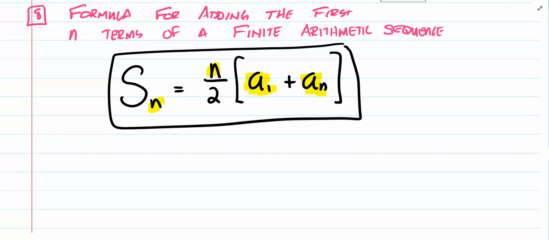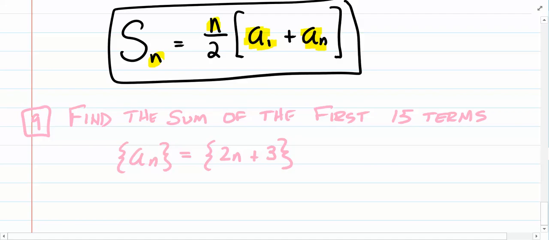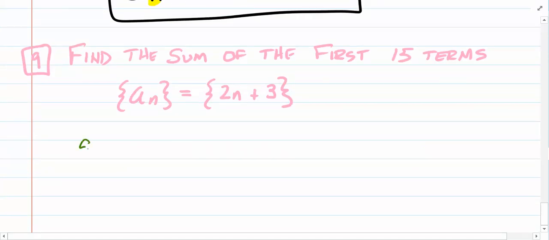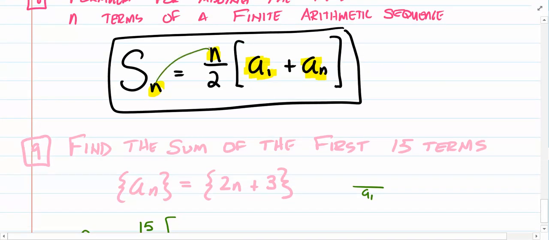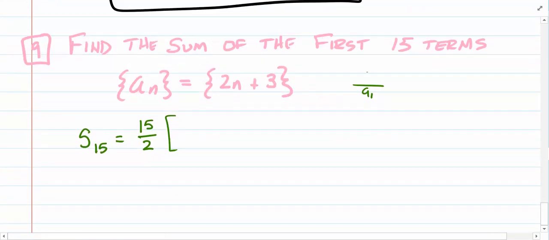Okay, let's practice with that. We want to add the first 15 terms. We want the sum of the first 15 terms of this arithmetic sequence. Well, that's going to be 15 over 2. Why is it 15 over 2? Right here, n over 2. These match, right? Okay. So what's the very first term, a sub 1? The first term, a sub 1, is 5.